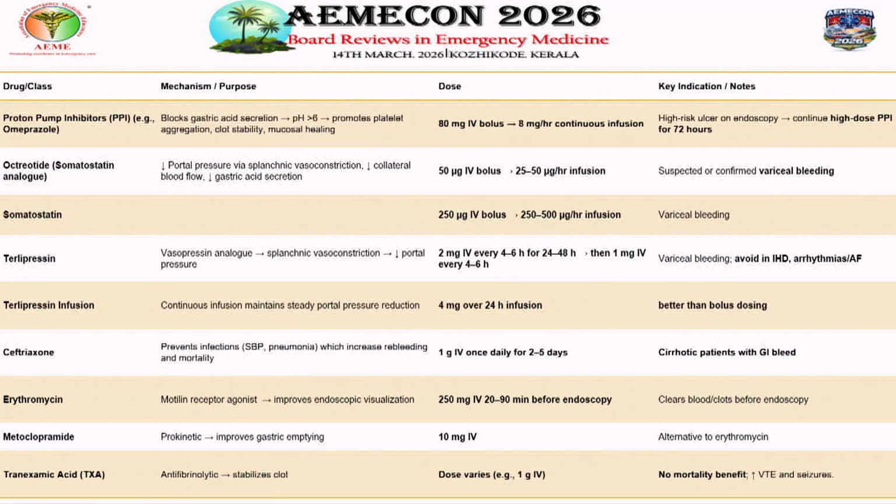So Jijo is now stabilized. We have given blood. So what are the drugs we are going to give him? High dose pantoprazole infusion, octreotide or somatostatin or terlipressin, ceftriaxone for prophylaxis of SBP, and erythromycin or metoclopramide before endoscopy. I think this PPT will be shared, where I have written the mechanism of action of every drug. Tranexamic acid should not be given. This is from the HALT-IT trial, because it is associated with more venous thromboembolism, right?